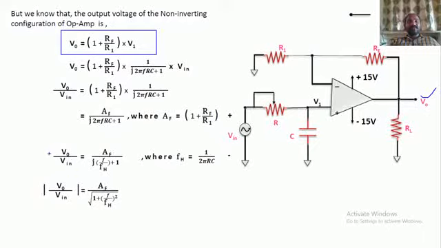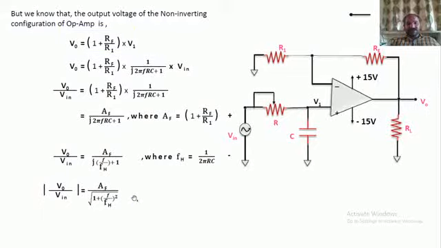When I apply the modulus to this equation, I get the modulus of V naught by V in equals AF by, we know that for A plus jB, the modulus is nothing but the square root of A square plus B square. So that's what we get: square root of 1 plus F by FH whole square.